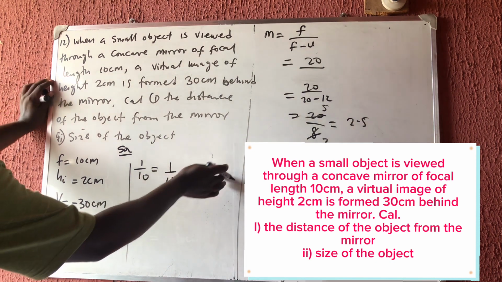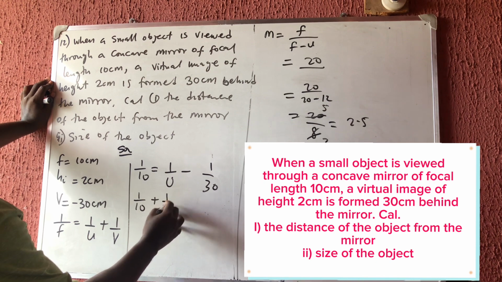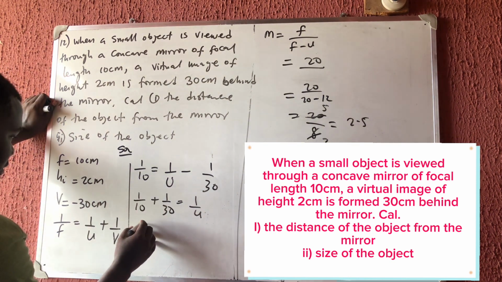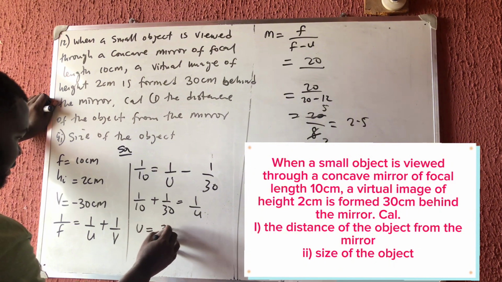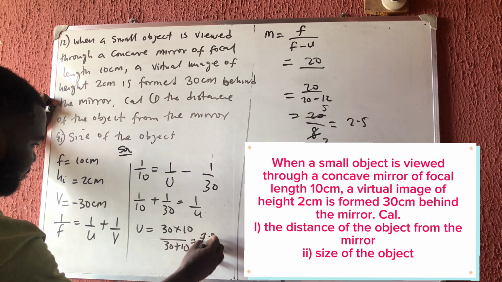Okay. So what do we have now? Collect terms. This one will come here. So we have that 1 over 10 plus 1 over 30 is equal to 1 over u. 30 times 10 is 300, so 300 divided by 40. 300 divided by 40, so I have 7.5. Is it the same answer? Yes, 7.5. So my u will now be 30 times 10 all over 30 plus 10, which is equal to 7.5.